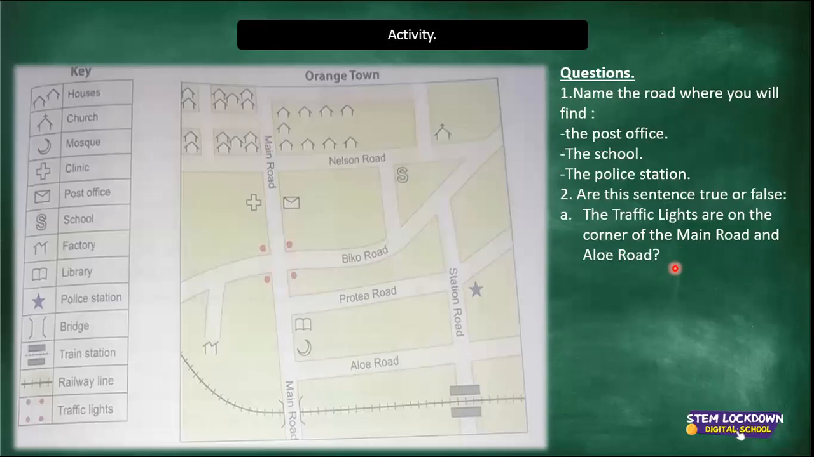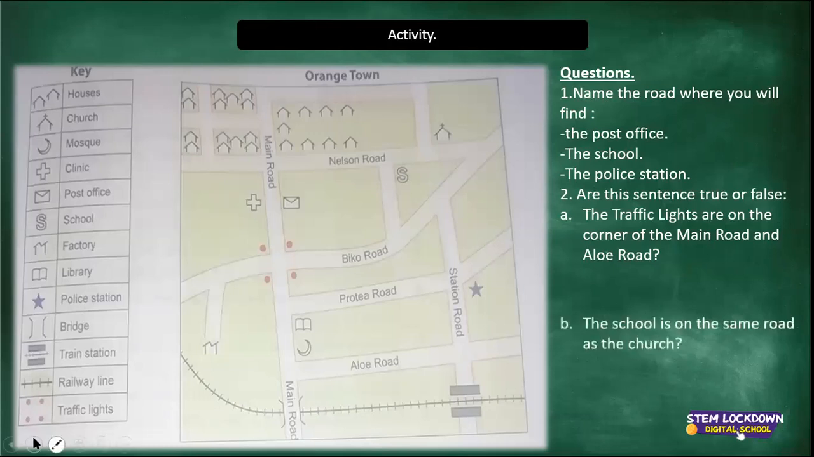I can see on the group chat, Litlantlo says false. D also says false. Pumzile also says false. iPad also says false. You are all correct, guys. Moving to the other question.